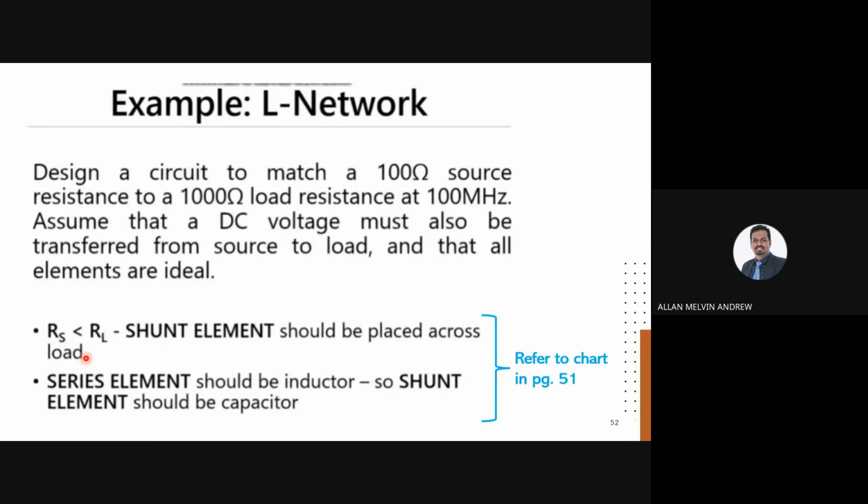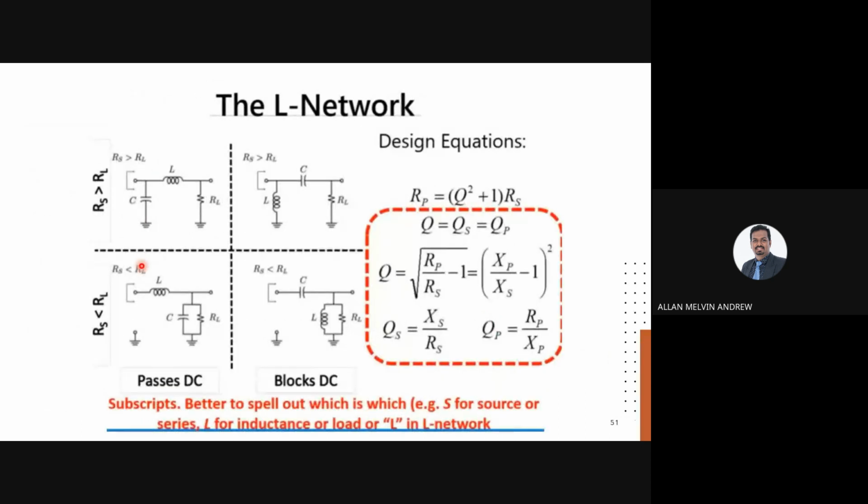Okay, so from here we know Rs is less than RL, because Rs is 100 and RL is 1000. So 100 is less than 1000. So we need to use a shunt element across the load. The series element should be an inductor, and the shunt element should be a capacitor. So Rs is less than RL, and we want to pass DC, so this will be the setup that we use. That's how we determine.